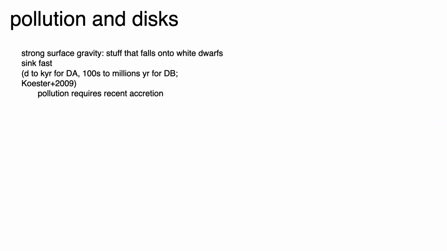So one thing is that white dwarfs have a very high surface gravity. That means for normal temperature white dwarfs, not super hot ones, if I stick metals on it, they just sink, right? And the sinking time depends on the kind of white dwarf, but it can be days to thousands of years to maybe millions of years at longest for the hotter white dwarfs. And therefore, if you see a white dwarf that has metal lines, that means it has to have eaten something very recently. It can't have started off with that because it would be gone.